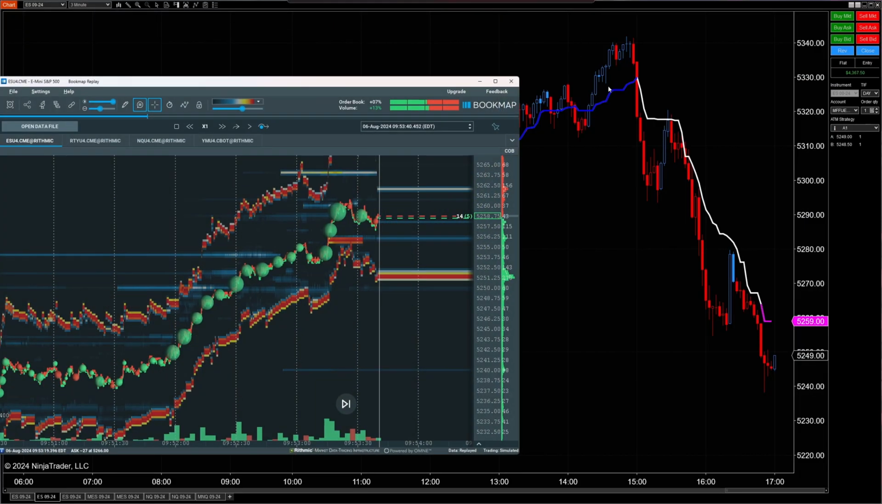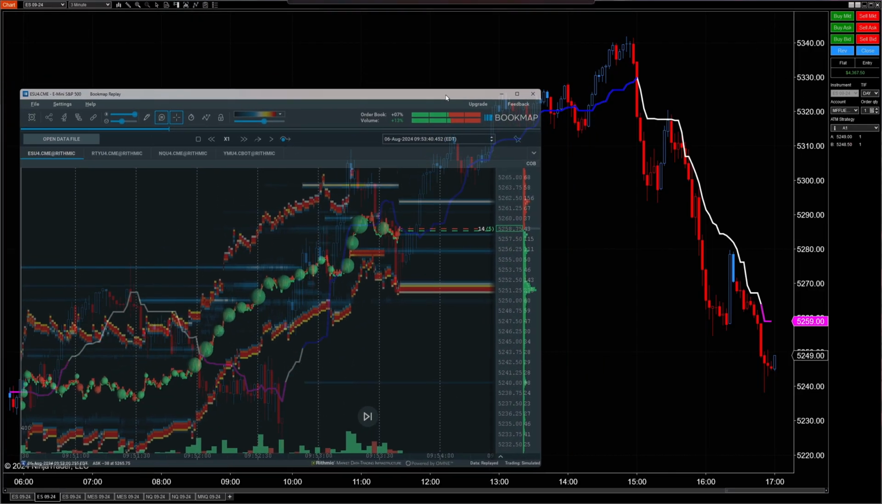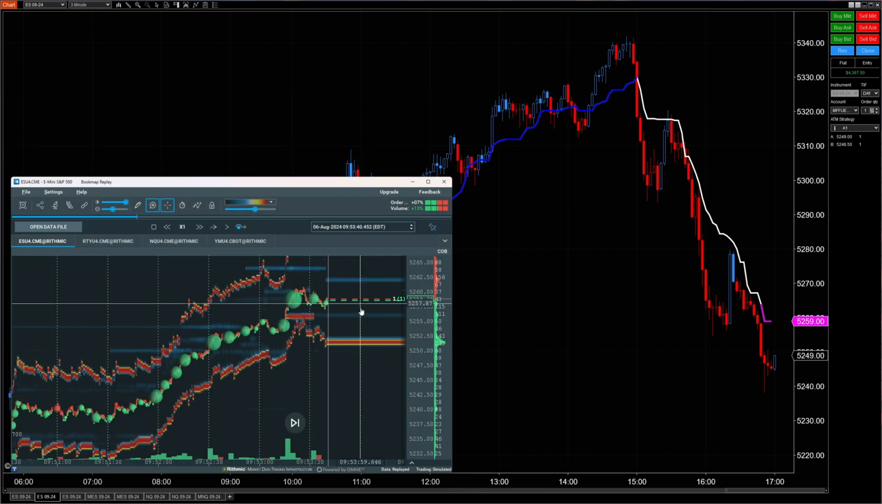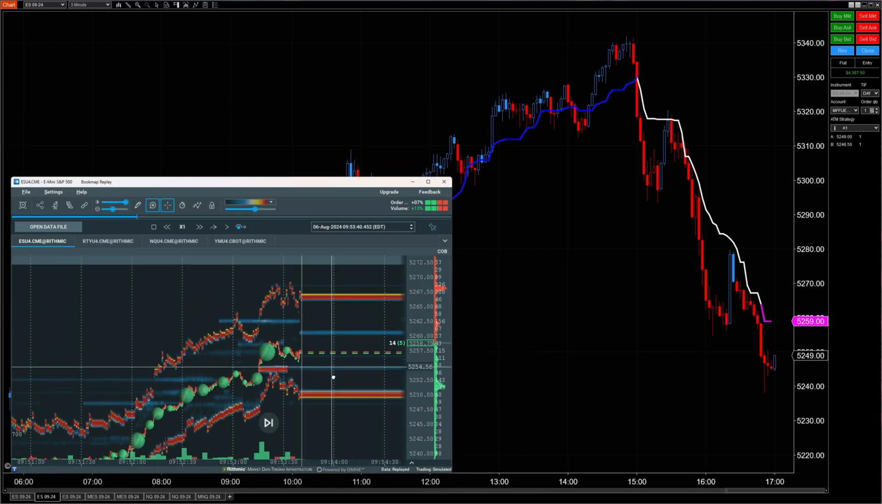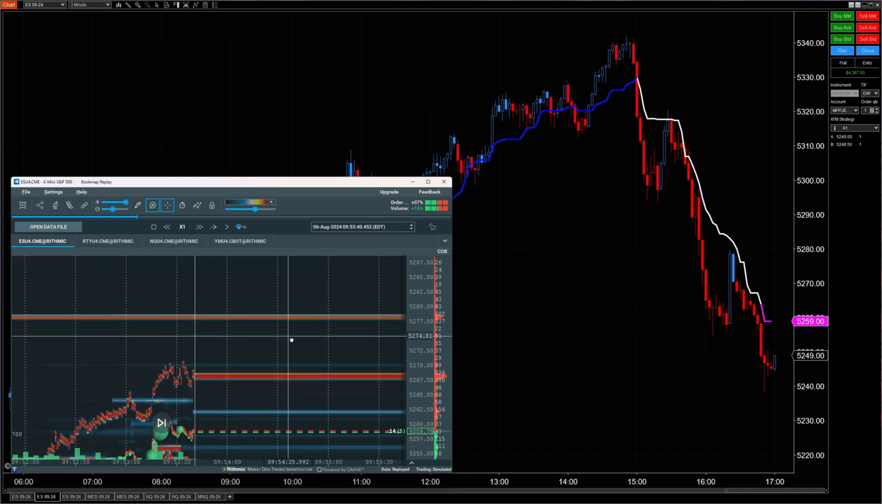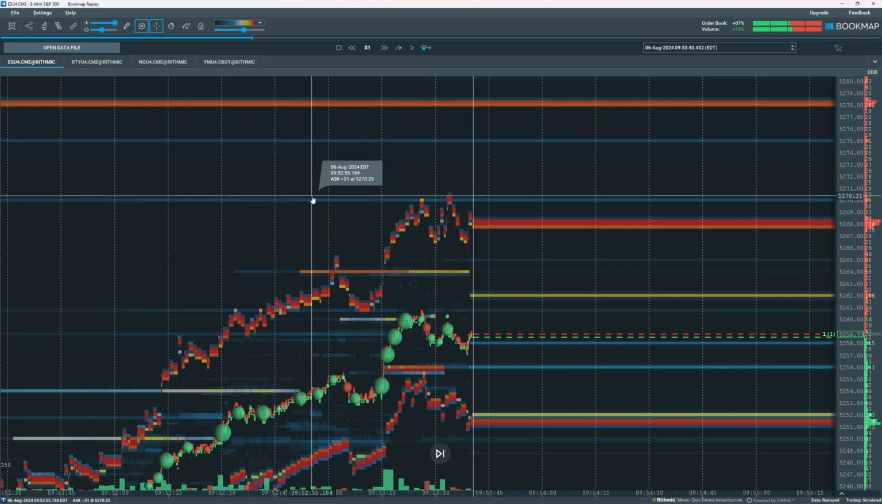Also, I've found that instead of having Bookmap the full size of the screen like we have right here, one way to make it look a little bit better is to scale Bookmap down just a bit, something like this. You'll see that for me, this looks a lot cleaner. I can see the levels a lot cleaner, and the chart looks a lot cleaner than when I have it the full page size.